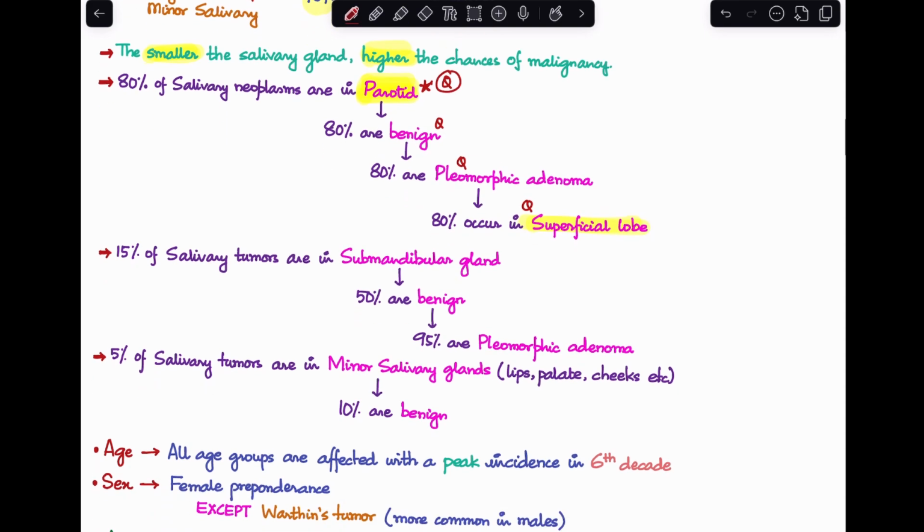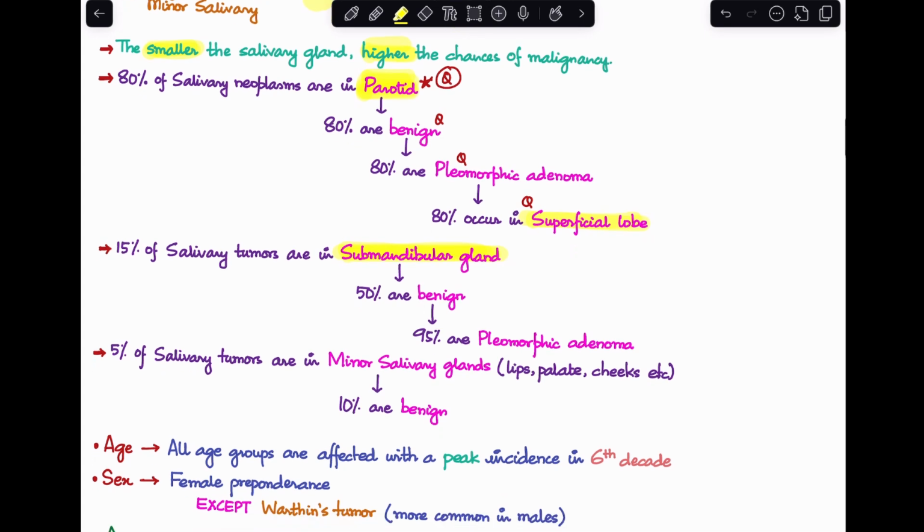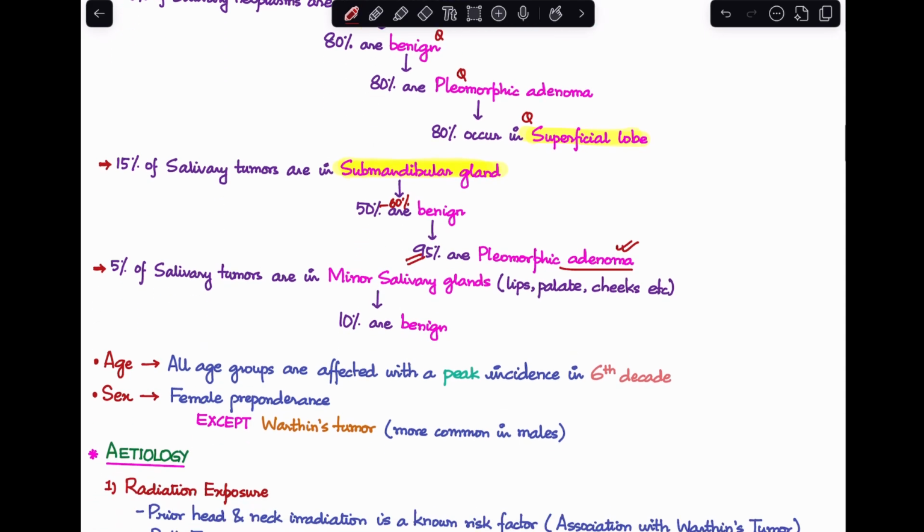Next, 15% of salivary gland tumors are seen in the submandibular gland. Out of this, about 50 to 60% would be benign. As you see the size reduction happening here, the percentage of benign tumors has gone down. And out of these 50 to 60% which are benign, 95% are pleomorphic adenoma. So the most common tumor over here is also pleomorphic adenoma.